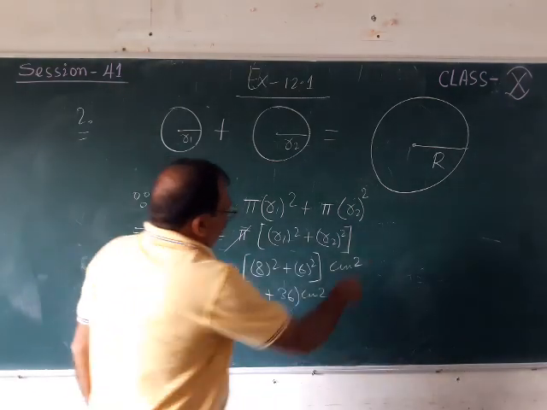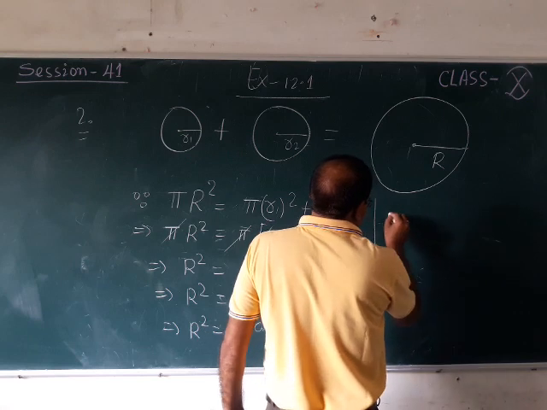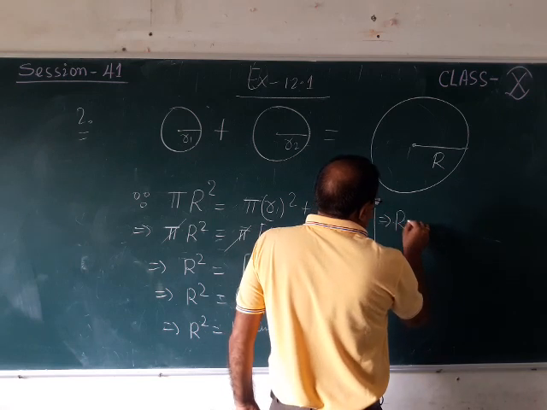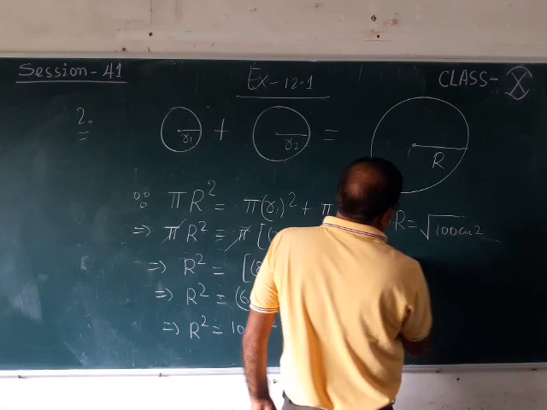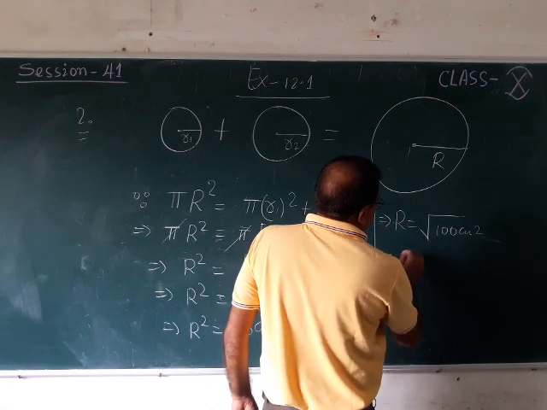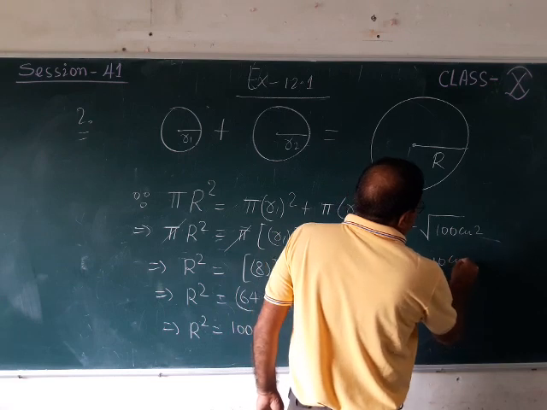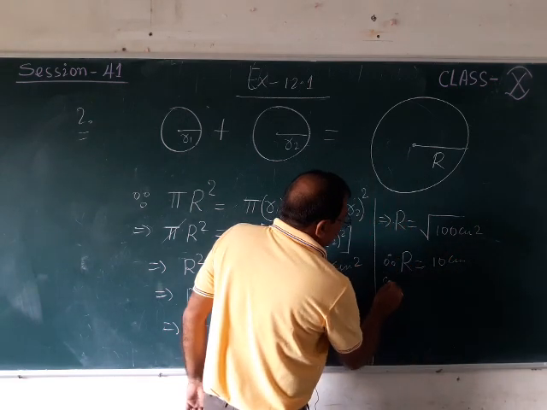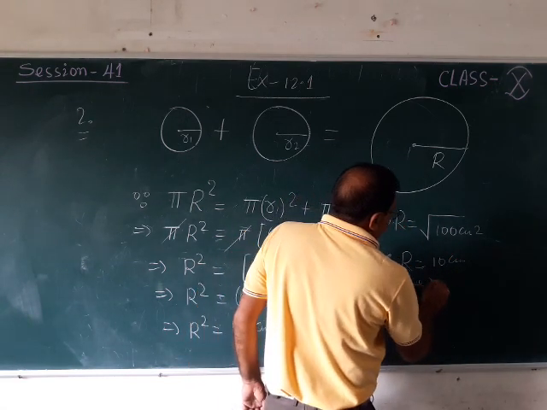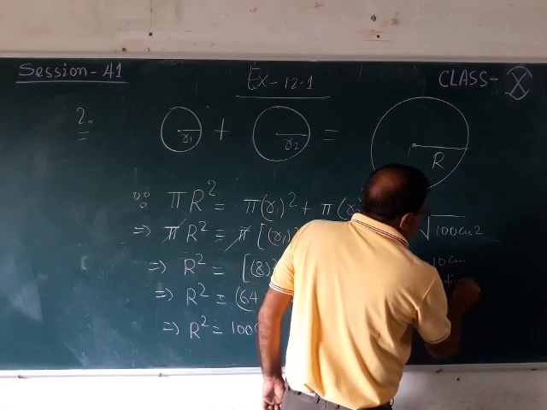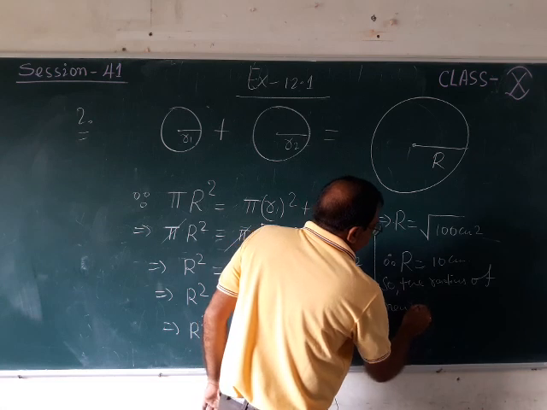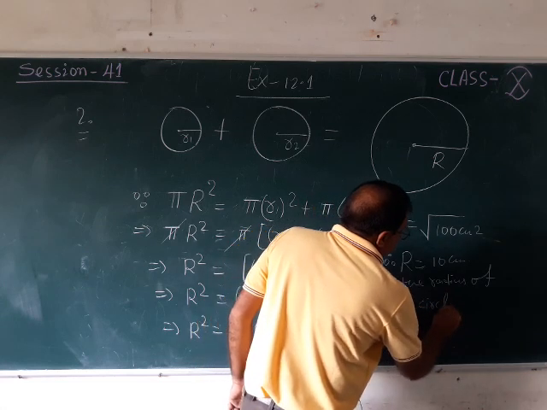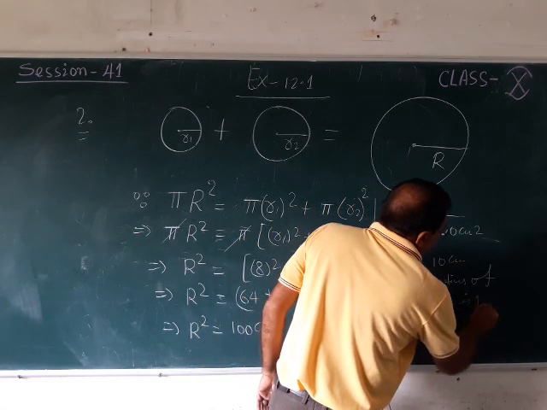If you remove the square from the left side, then r will be root over 100 cm square, and therefore r is equal to 10 centimeter. So ultimately you can write your answer: the radius of the new circle is 10 centimeter.